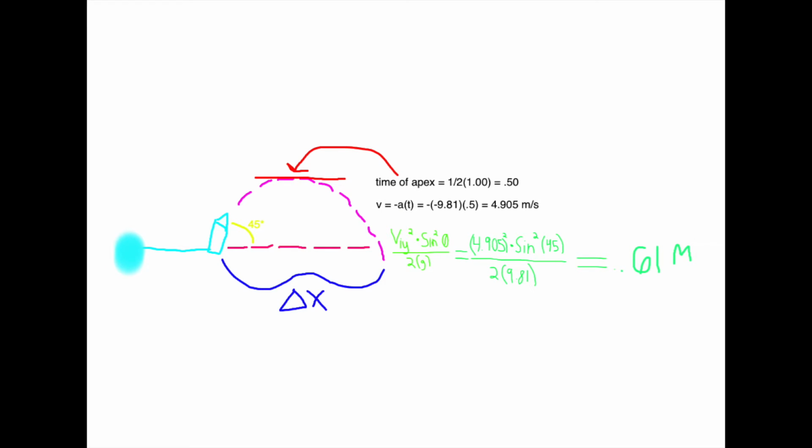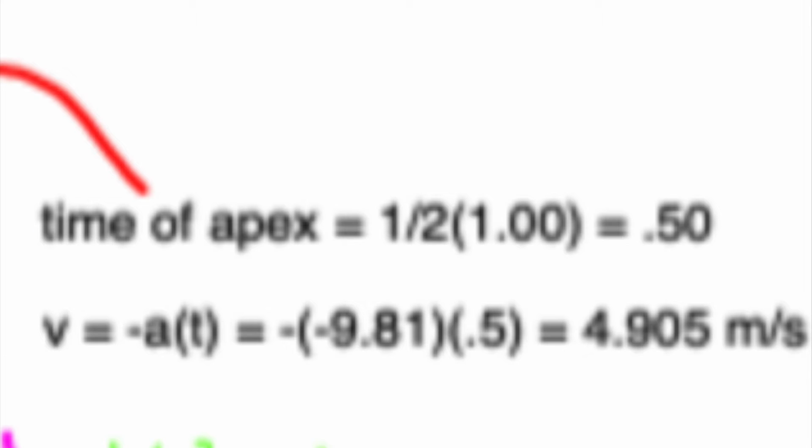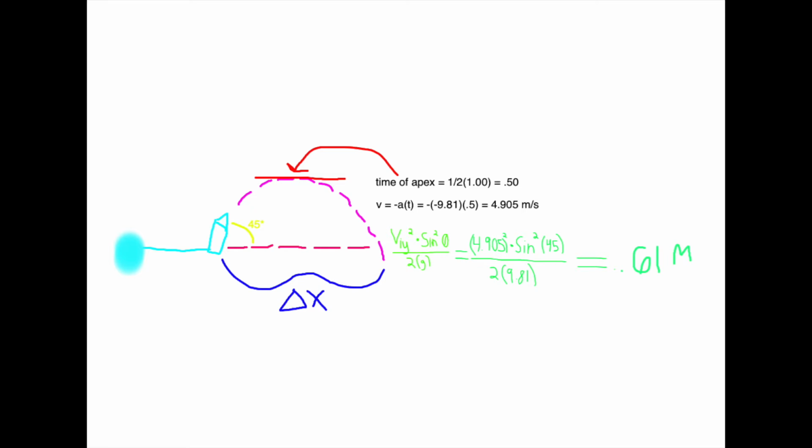Now it's time for the math. We're using theta to be 45 degrees and at a time of 1.00 seconds. We know that the time of the apex is 0.50 seconds, since that's half of 1.00, and then we have that the velocity equals negative 9.81, which makes it positive. So it's 9.81 times 0.5, which is 4.905 meters per second, and that's the initial vertical velocity.